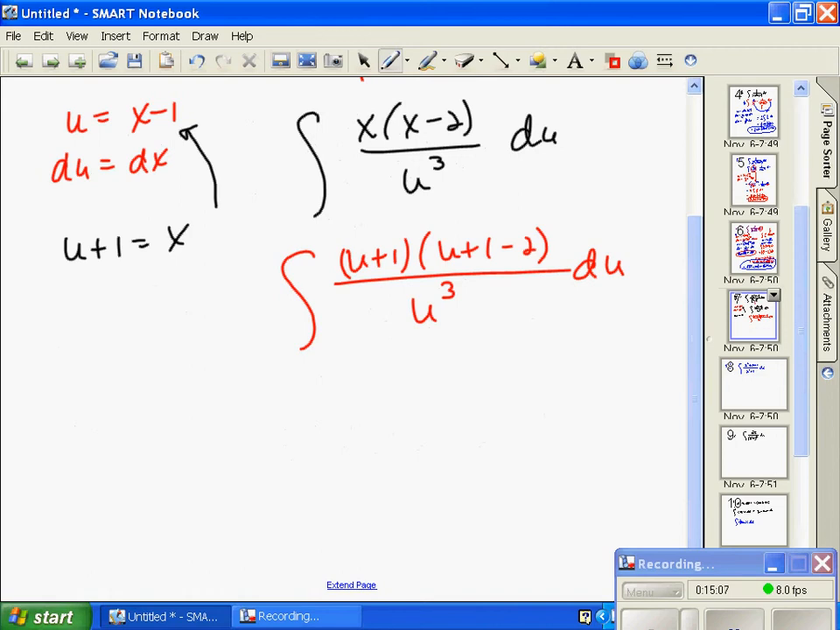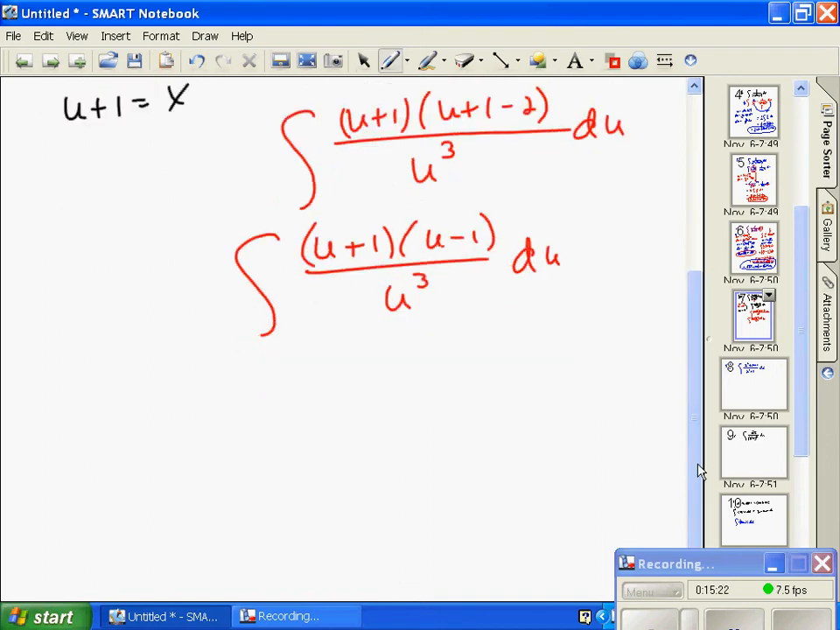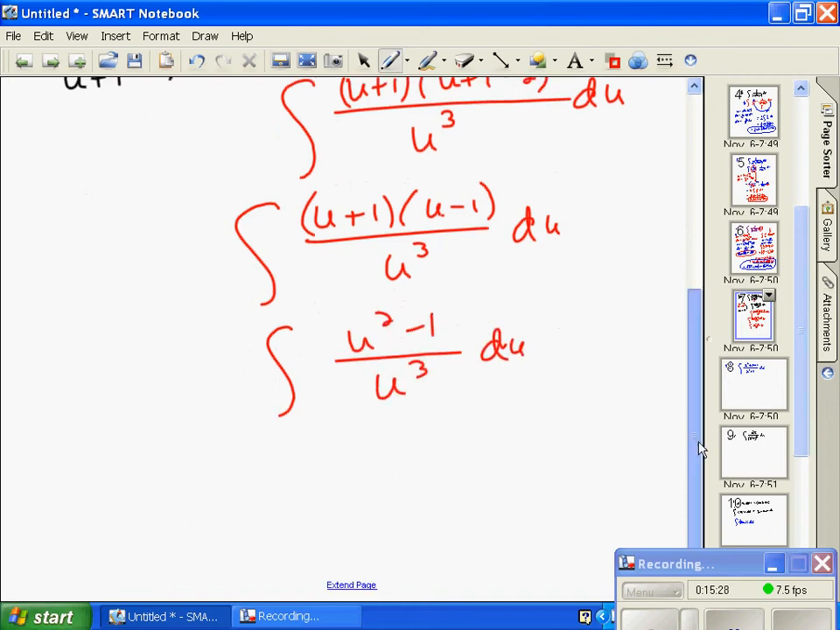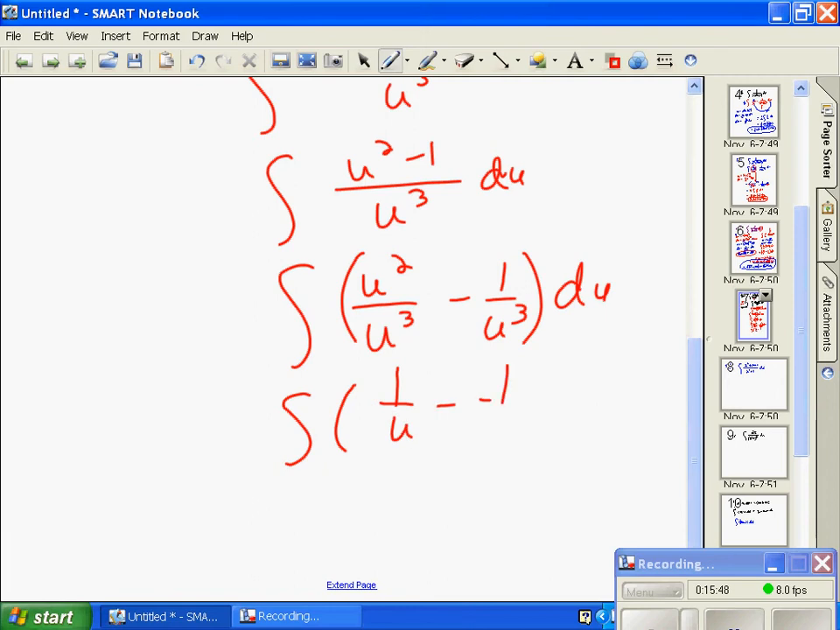Alrighty, so let's see if I can simplify that numerator. I get a u plus 1 times a u minus 1 all over u to the third. And then I would probably go ahead and multiply out that numerator, so I get the integral of u squared minus 1 over u to the third. And then, wow, looking at that, to be able to solve that, I'm going to split it up and do the integral of each one separately. So this ends up being the integral of 1 over u minus 1 over u to the third.